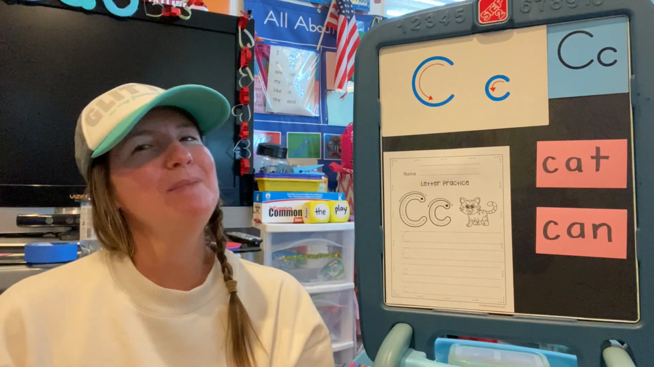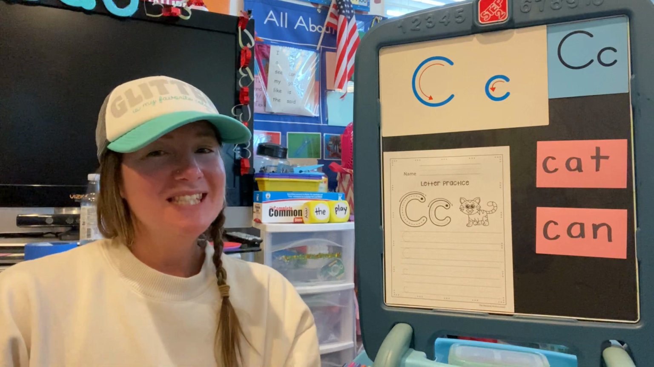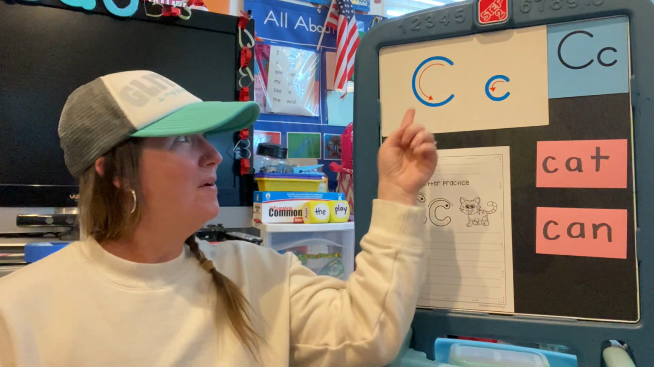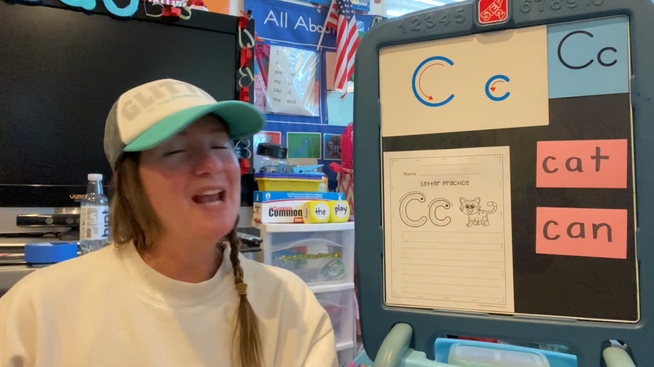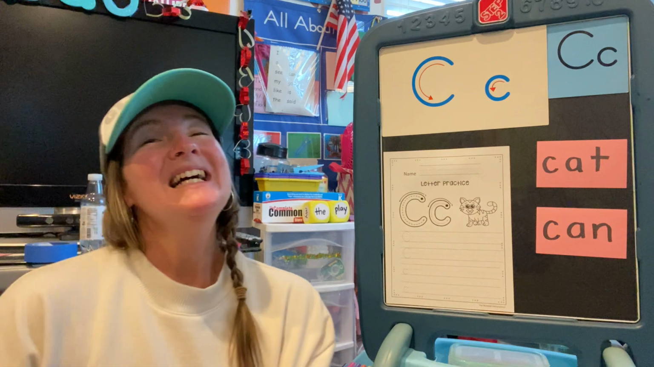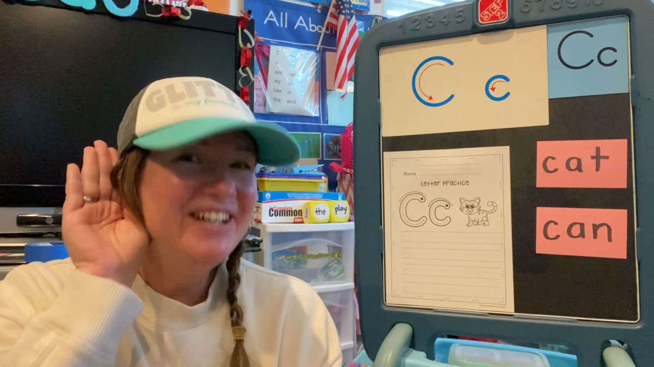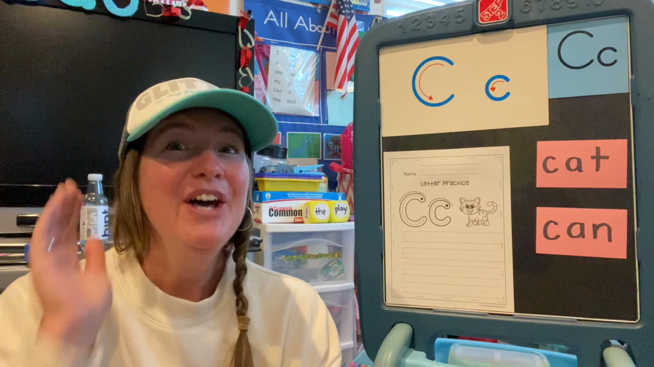C makes two different sounds. Yes, some letters can be tricky. And sometimes the letter makes the sound it usually makes, and then with some words, that letter might make a different sound. I know, sometimes it's tricky. The letter C mostly makes the sound k. Can you say that? Good, one more time.